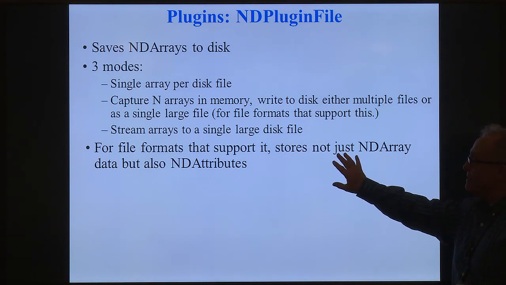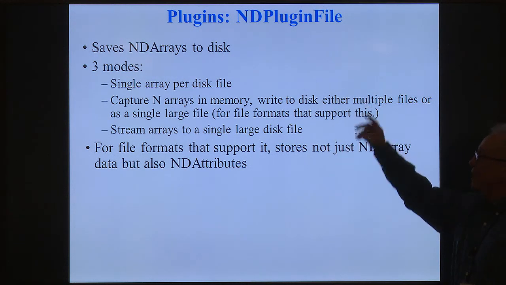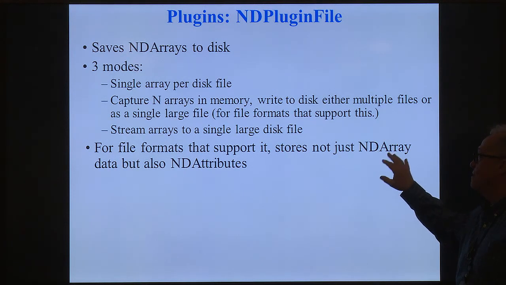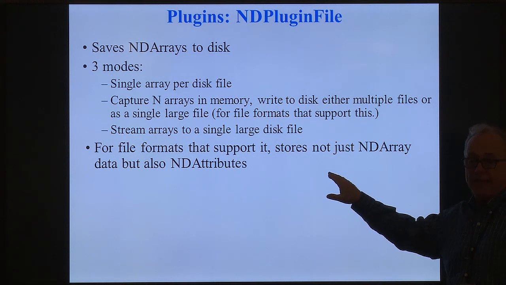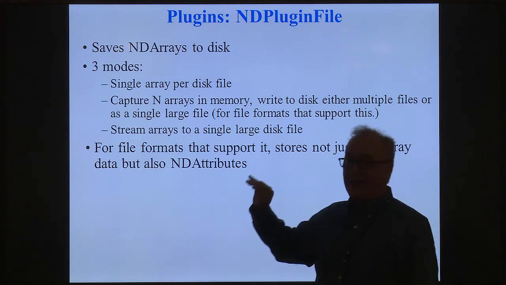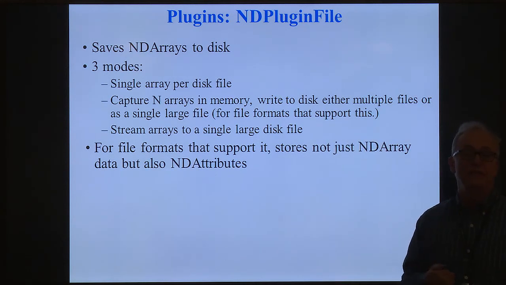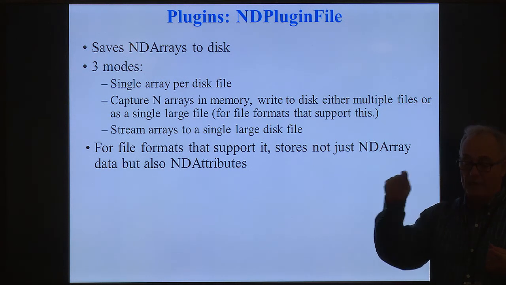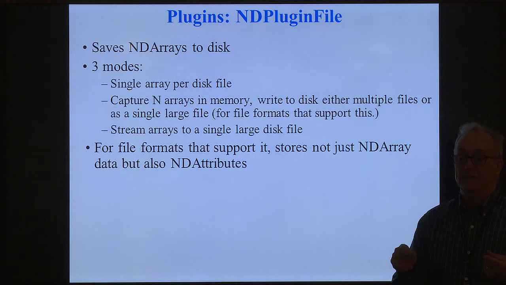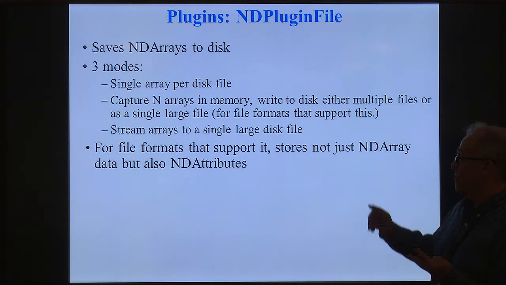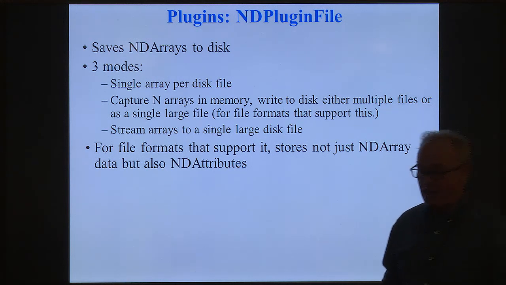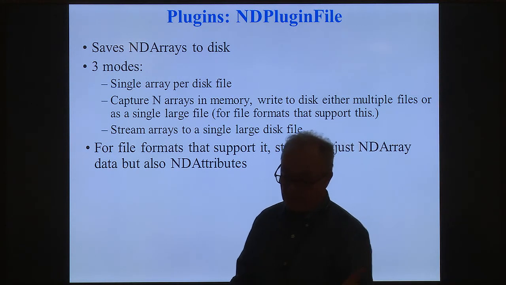And for file formats that support it, the file writer stores not just the ND array data, but also all of the attributes. But some file formats don't support the attributes. The ones that do are the TIFF plugin, where it writes them as user-defined tags in the TIFF file, the HDF5 plugin, the NetCDF plugin, and the Nexus plugin. So those let you store the attributes in the file, but JPEG, for instance, does not.